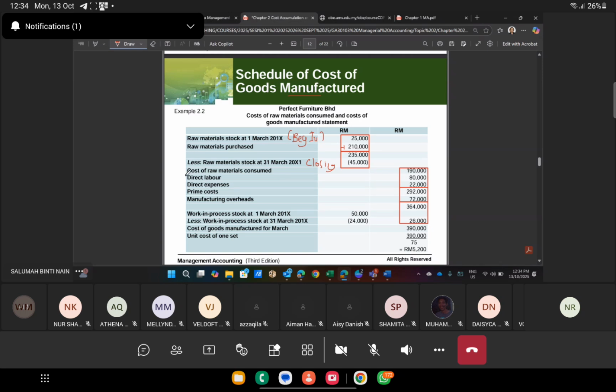plus these two prime costs, direct labor and direct expenses. Plus the manufacturing overhead. And we minus the work in progress. And cost of goods manufactured is 390,000. So how much will be the cost per unit or per set? It is going to be 5,200.